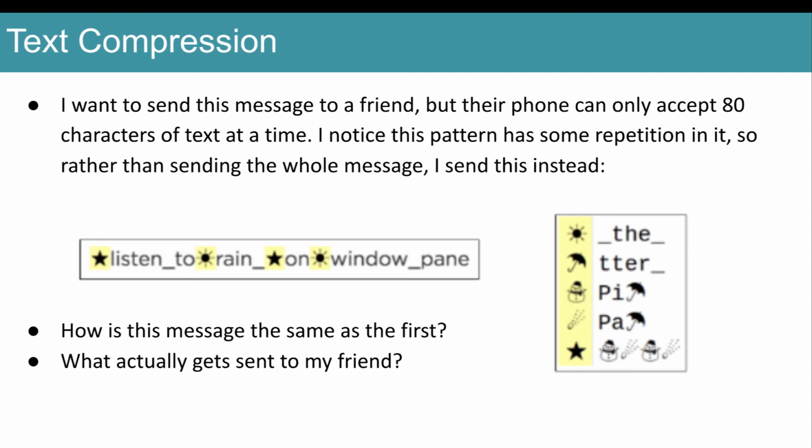Let's suppose we have to send this message to a friend and their phone can only accept 80 characters of text at a time. So you notice that pattern has some repetition in it. So rather than sending the whole message, you could send this instead. And if you sent a key, then the phone could put the entire message back together. Okay, so how is this message the same as the first, and what actually gets sent to my friend? Well, it would be important to send the compressed message along with the key.